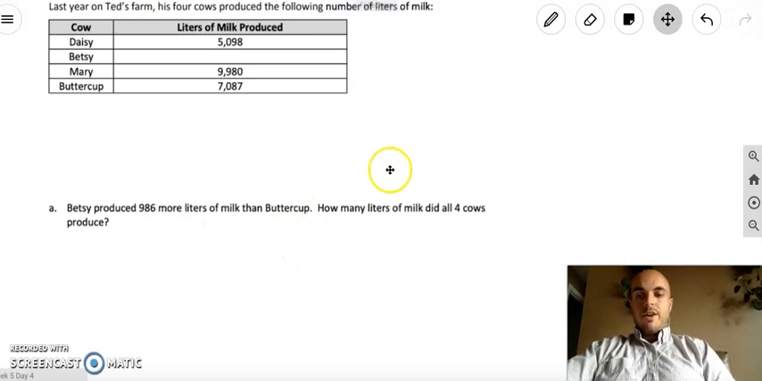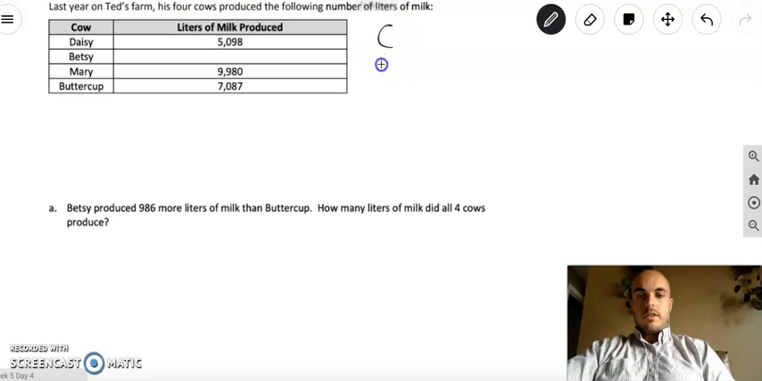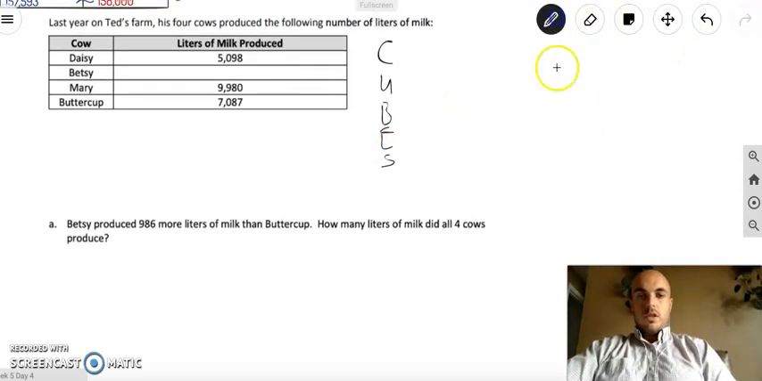Betsy produced 986 more liters of milk than Buttercup. So let's CUBES this guy. Let's circle important numbers. For this case, it's going to be 4 cows, so that's not their name, 986, and then 4 cows again.